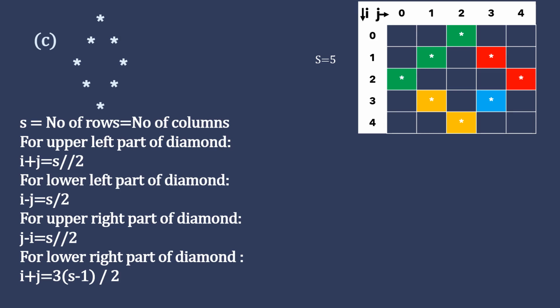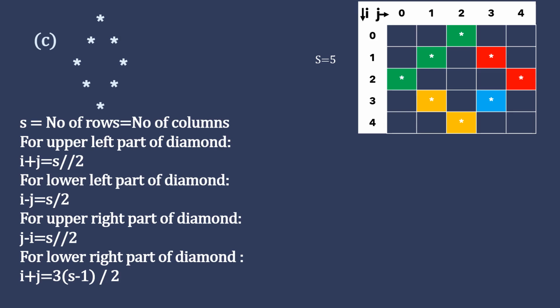So 3 minus 1 is giving you 2. And similarly, the next one is i value is 4 and j value is 2, and 4 minus 2 is also giving you 2. So here these cells are satisfying this condition where i minus j is equal to s divided by 2.